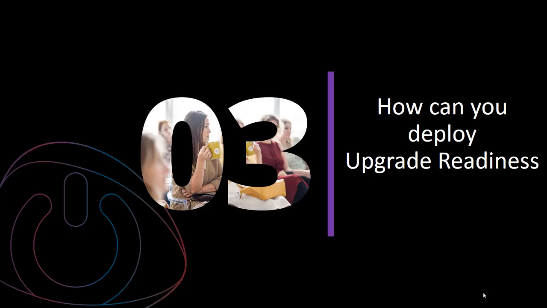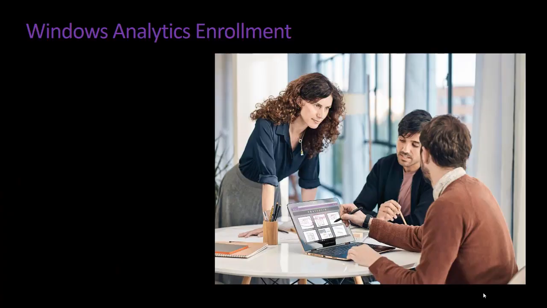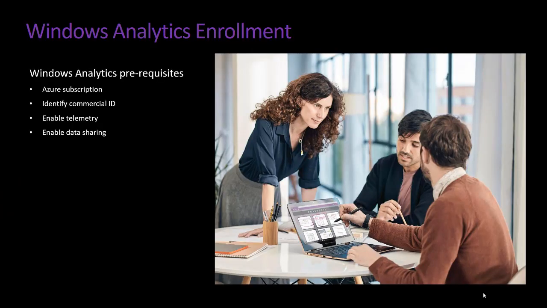So we'll just move on now onto how you can actually deploy the Upgrade Readiness Workspace. There are a few prereqs that you might need to do in your environment. There are a few KB updates that you may require. You also need an Azure subscription. If you've got an existing subscription, you can use that. If you don't have a subscription, you can always set one up. That's free, and any data that the Windows Analytics uses is free as well.